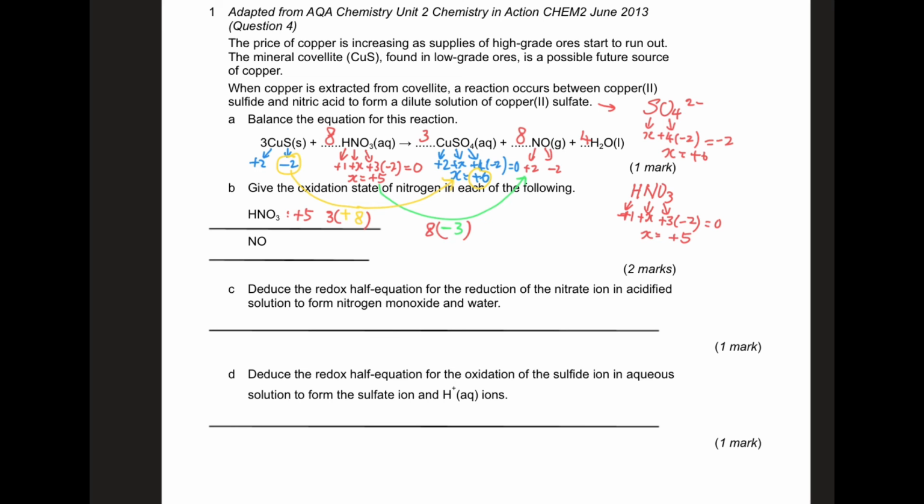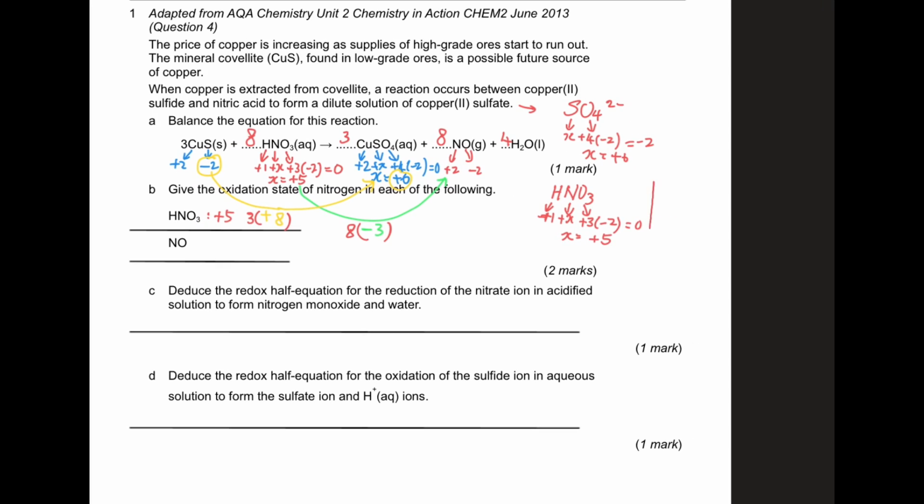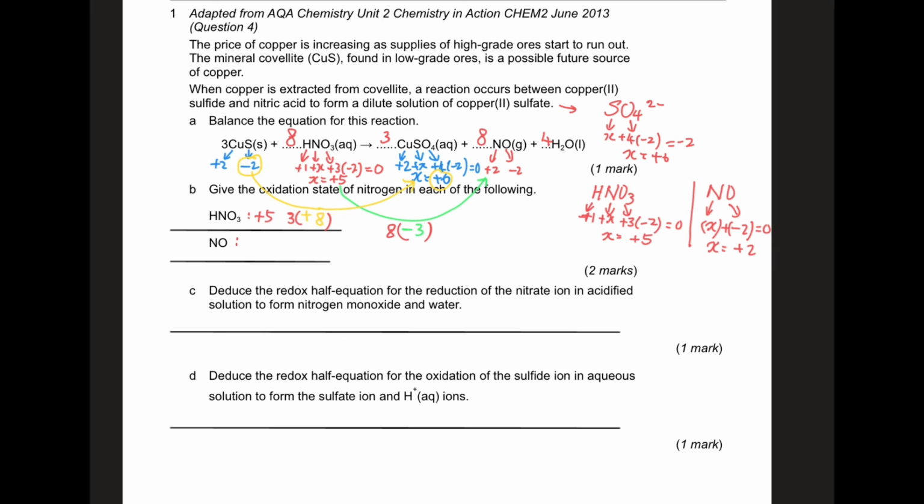And then NO. Let's say I show the working here. I know the oxygen is negative 2. And let's say nitrogen, I don't know, I call it X. Overall 0. So X is positive 2. So this is positive 2.